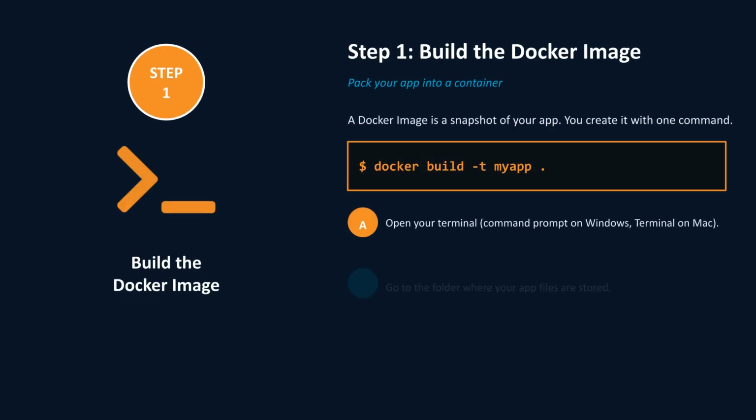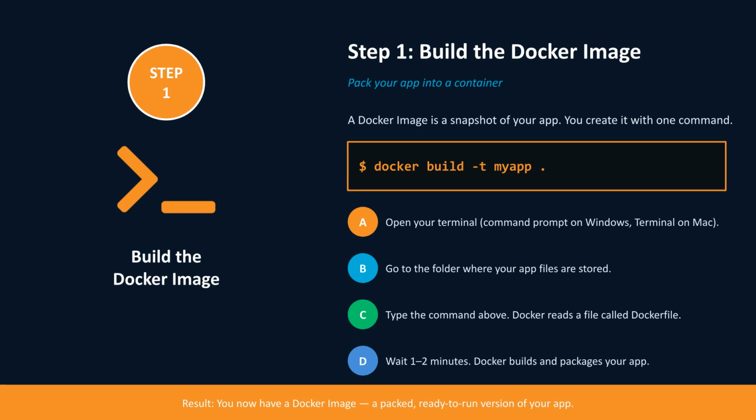Step 1 is building a Docker image, which is a snapshot of your app. You open your terminal, go to your app folder, and run docker build -t myapp. This command reads your Dockerfile and packages your ready-to-run application.